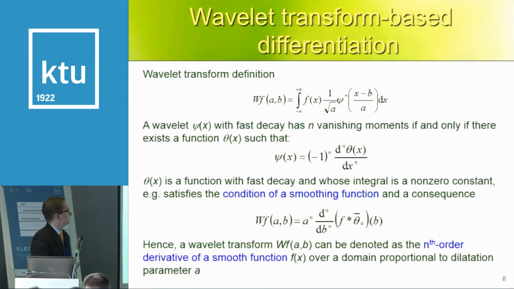If we look a little at the theory of the wavelet transform, we can use the wavelet transform another way. The wavelet transform can be denoted as the nth-order derivative of smoothed functions over a domain proportional to the dilatation parameter a. So we can do two things in one way: smoothing and derivative.